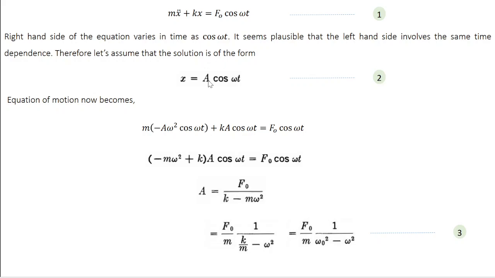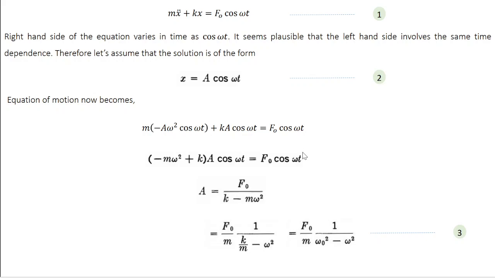Now substitute this back into the equation. So m into x double dot is minus a omega square cos omega t plus k into, instead of x I write a cos omega t, equal to f naught cos omega t. Now a cos omega t is common, I take it outside, so I have minus m omega square plus k into a cos omega t equal to f naught cos omega t.